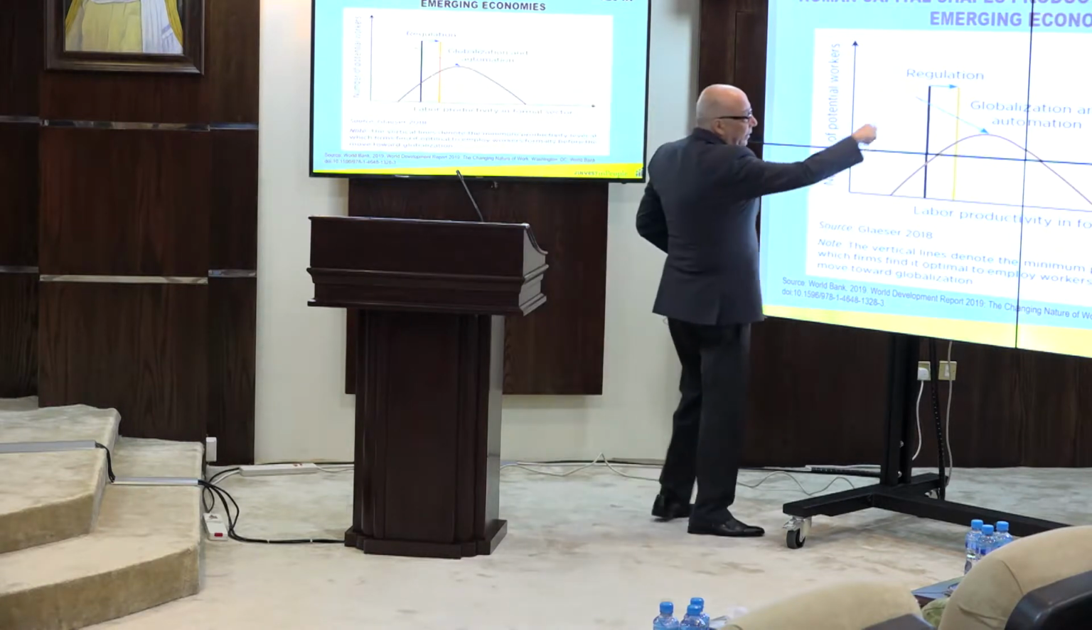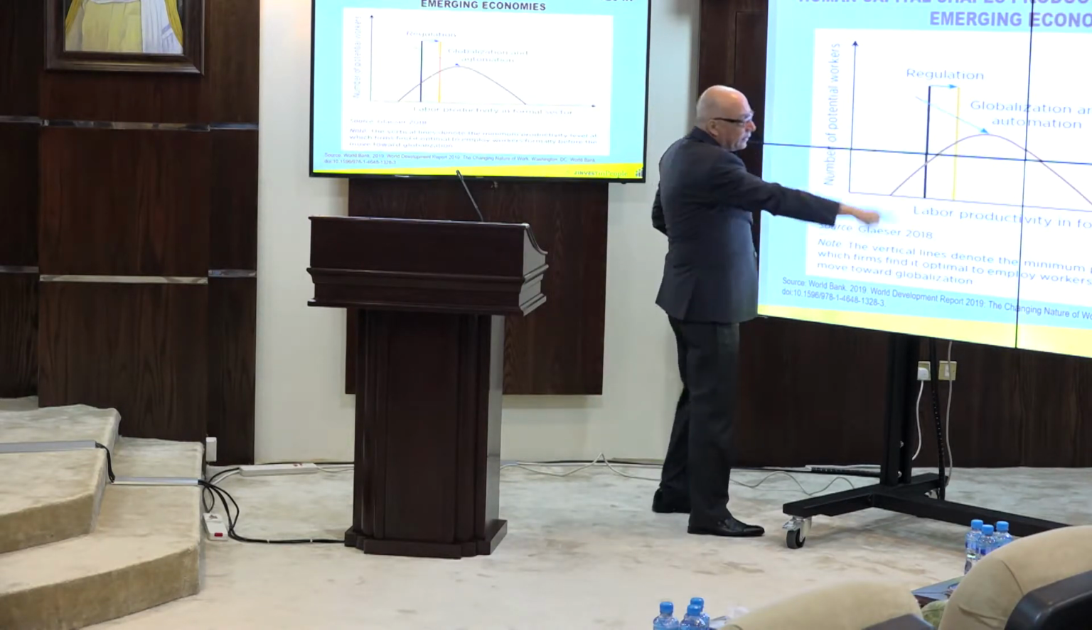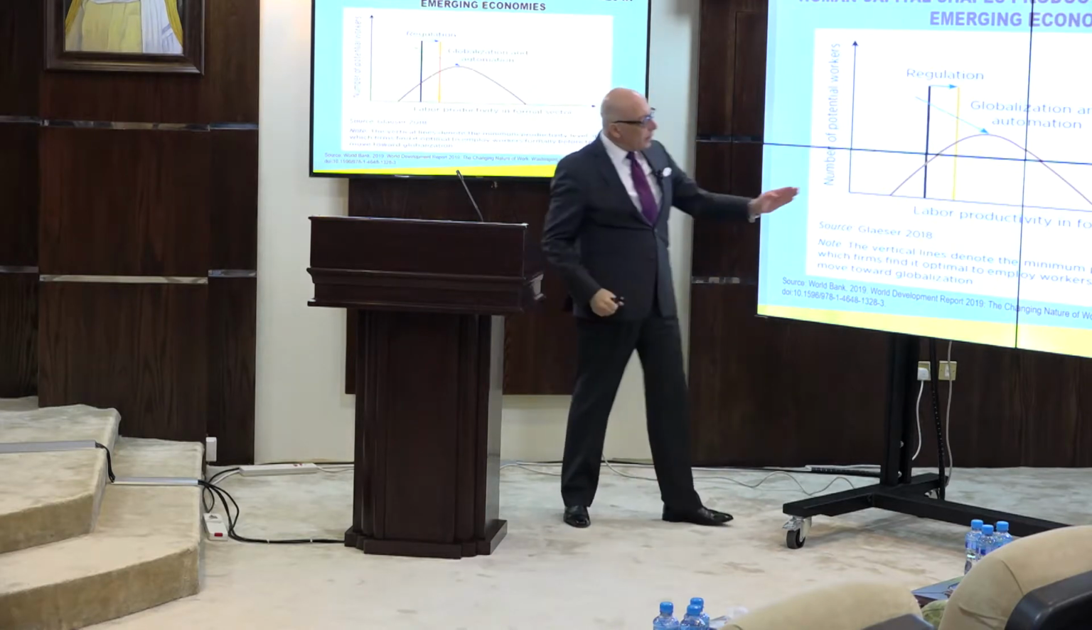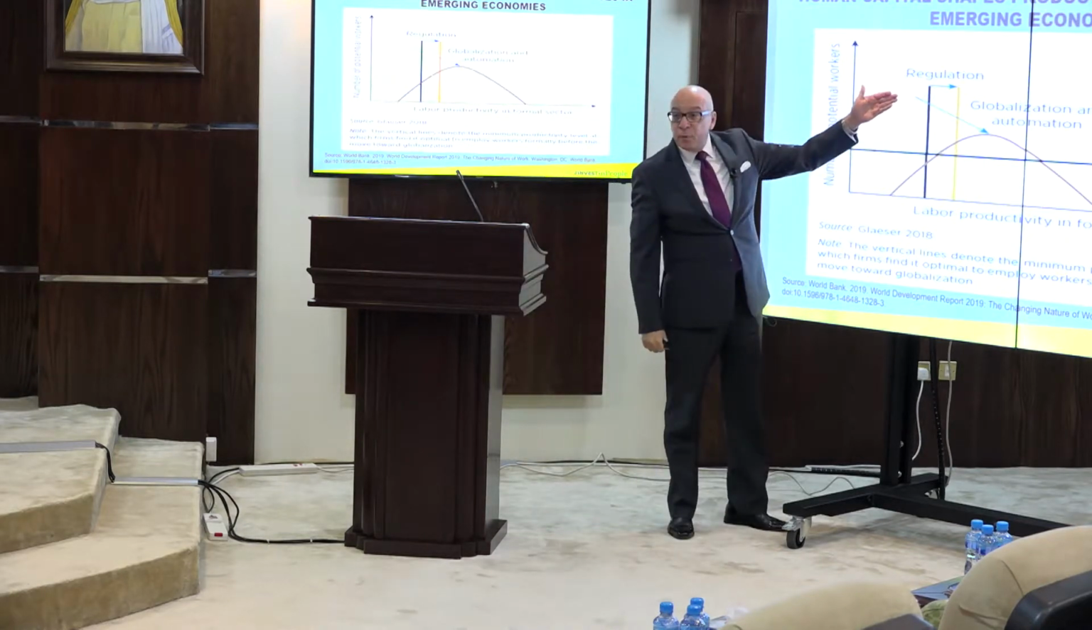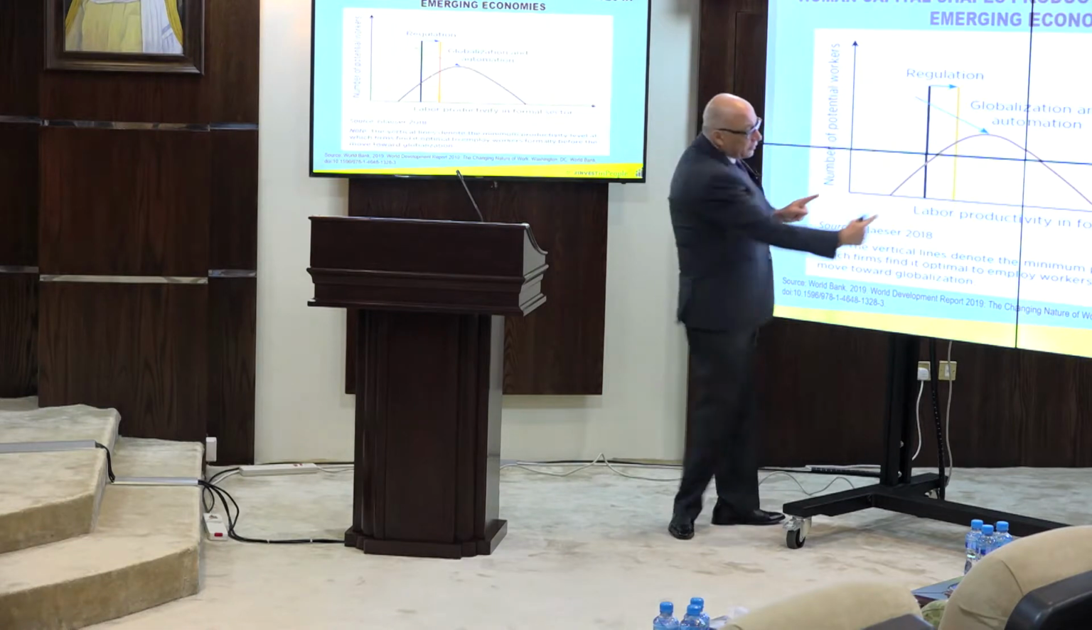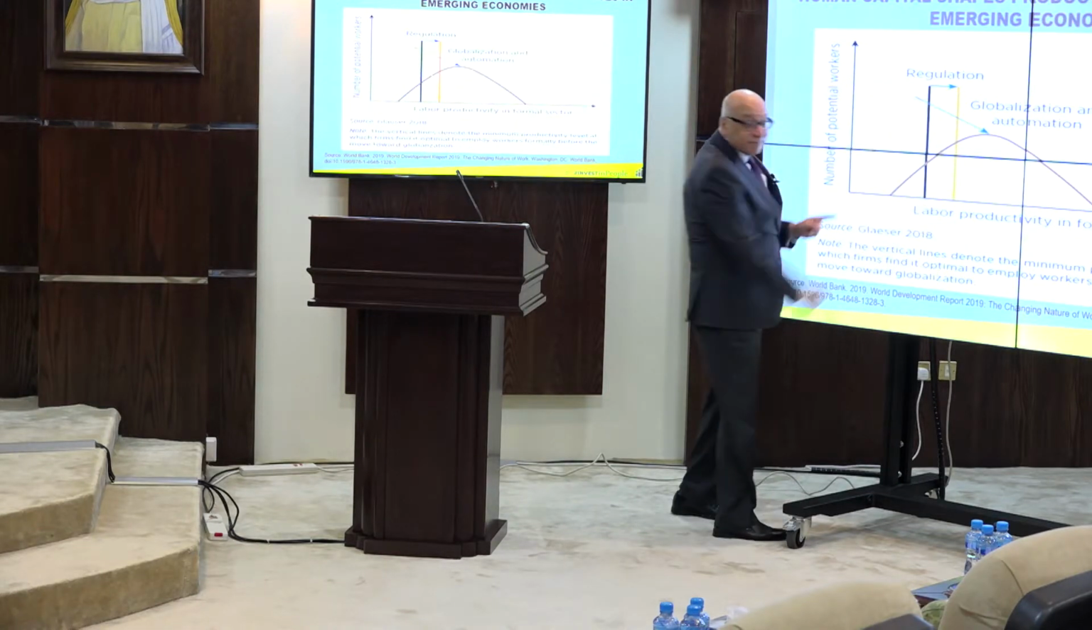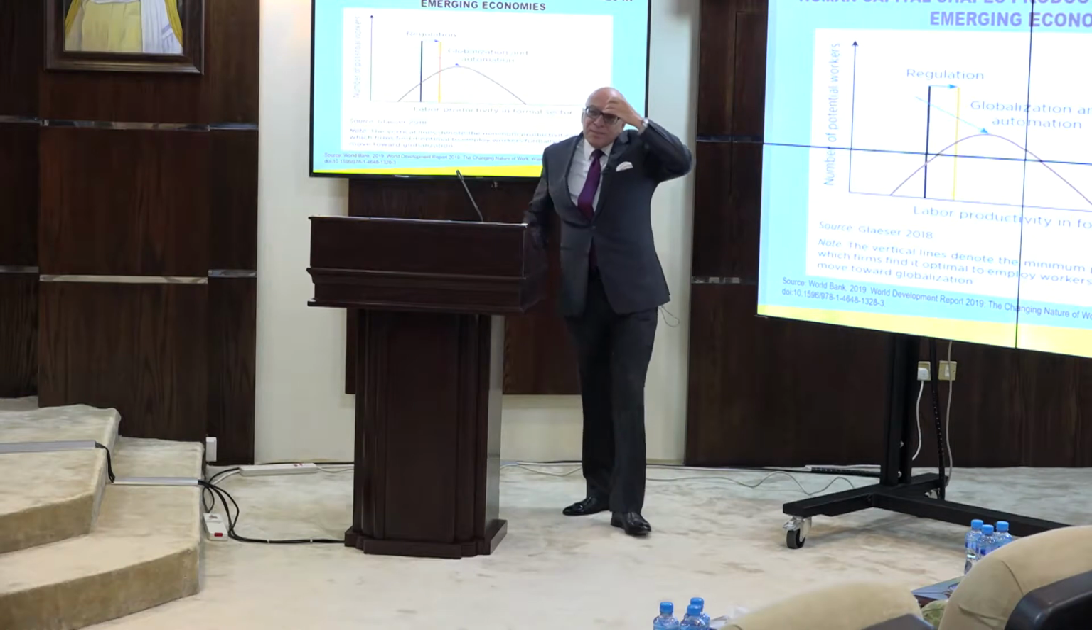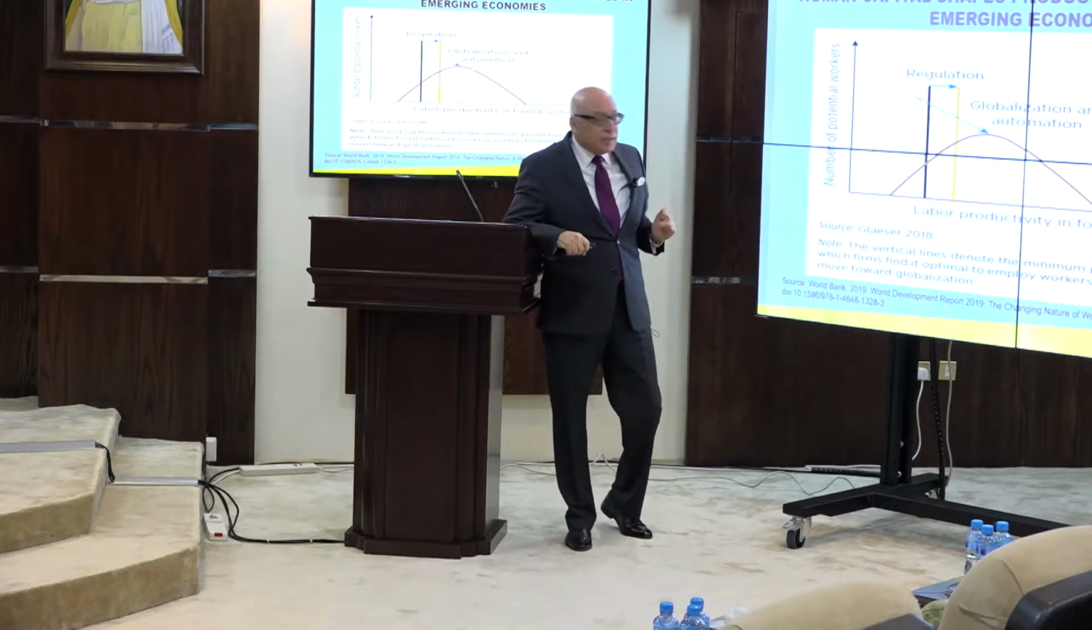So the first inverted curve: high number of people working, but productivity is low. Think of public sector employment, public sector companies.